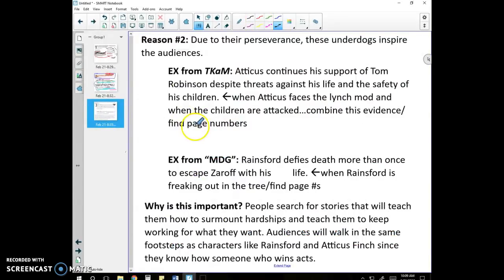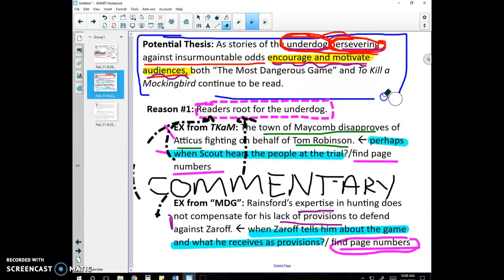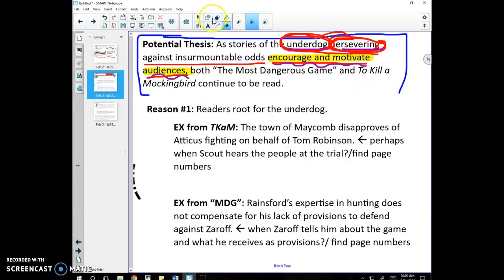And if you take a look at the next one, I've talked all about this concept of readers and underdogs. I've clarified and shown where the text has an underdog. Both To Kill a Mockingbird and The Most Dangerous Game have underdogs. But note, I didn't say anything about persevering, because that's my next paragraph. And again, I have to pay attention to how these ideas are related.